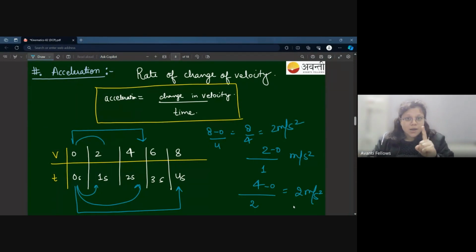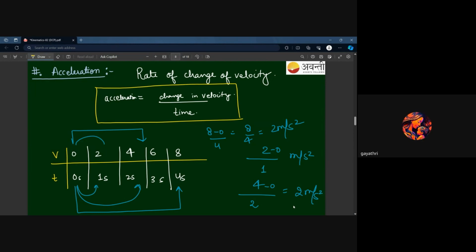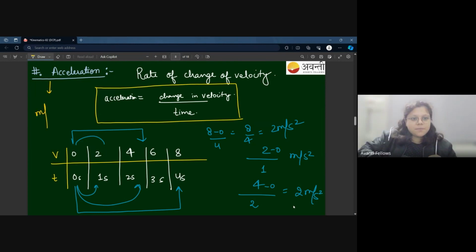In 1 second, by what amount did the velocity change? It could either increase or decrease, that is not the point of concern. But there is a change in the velocity, and I want to calculate the rate of that change. Is that fine? Yes, ma'am. And the unit is meter per second square.